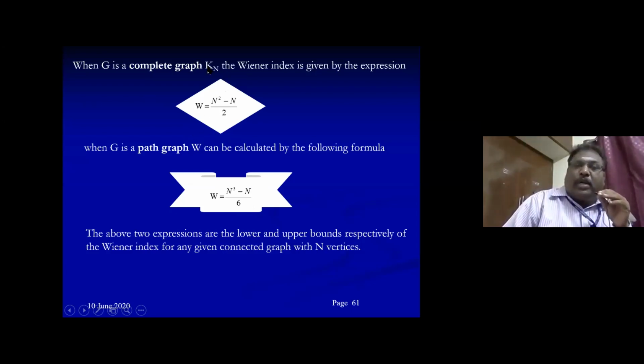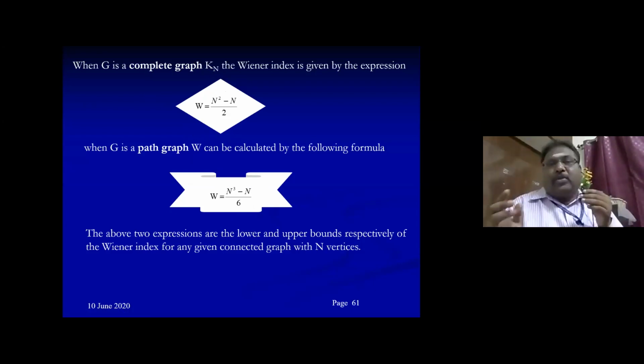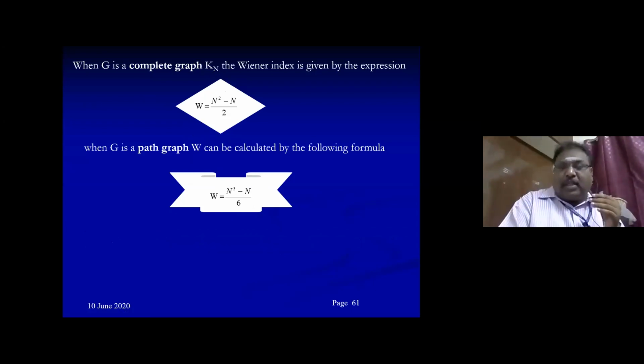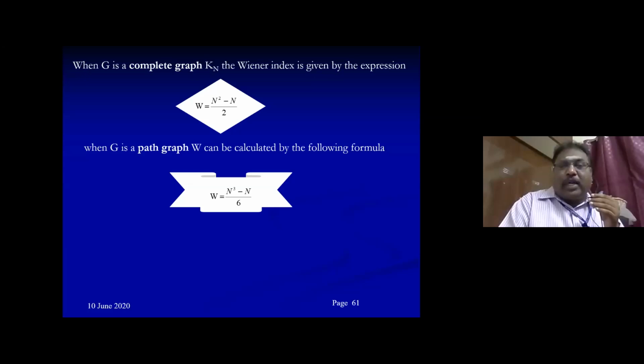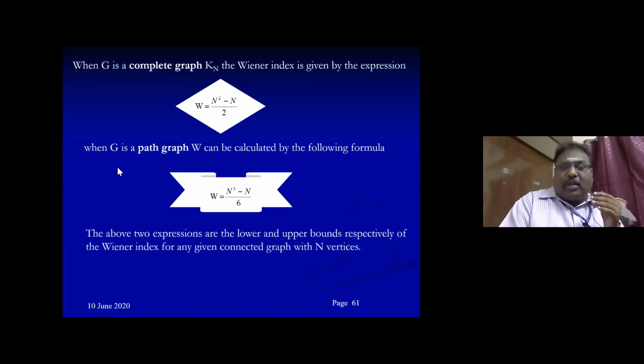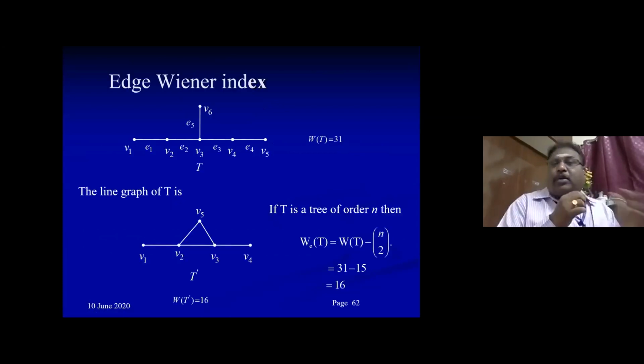So the lower bound of the linear index of a graph with n vertices is the complete graph. The upper bound is given by the path graph. So any graph with n vertices will have a linear index that lies between the complete graph's linear index and the linear index of the path graph. So the lower bound is the complete graph, the upper bound is the path graph. So that is the main thing. In this slide, we have shown that the complete graph gives the lower bound and the path graph the upper bound, for n vertices. So that is about the concept of linear index definition and so on.